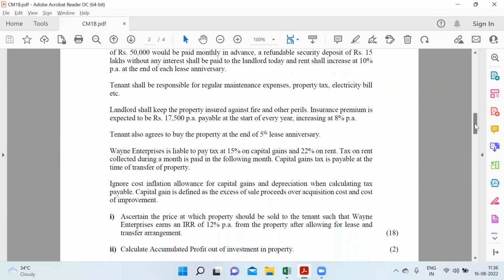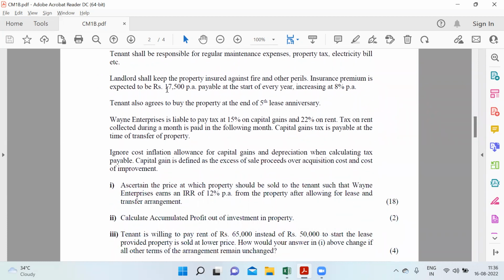Tenant shall be responsible for all the expenses. Landlord shall keep the property insured, so insurance premium is expected to be 17,500, increasing at the rate of 8%. Tenant also agrees to buy the property at the end of the 5.5th lease anniversary, that is after 5.5 years from today.